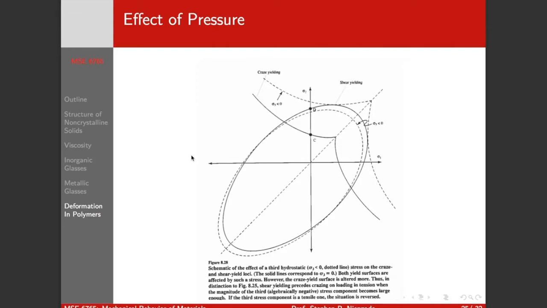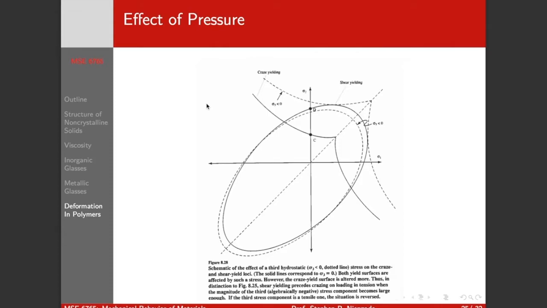Okay, so we want to consider the effect of pressure on both craze yielding and shear banding. So imagine we have a pure tensile stress state in 2 dimensions. So we have on the diagonal sigma 1 and sigma 2, and they're both equal. So we're on this line. And sigma 3 is 0, right? So sigma 1 and sigma 2 are positive. So what's going to happen when we add a negative sigma 3 component to it? So we add something that's compressive in the sigma 3 direction.